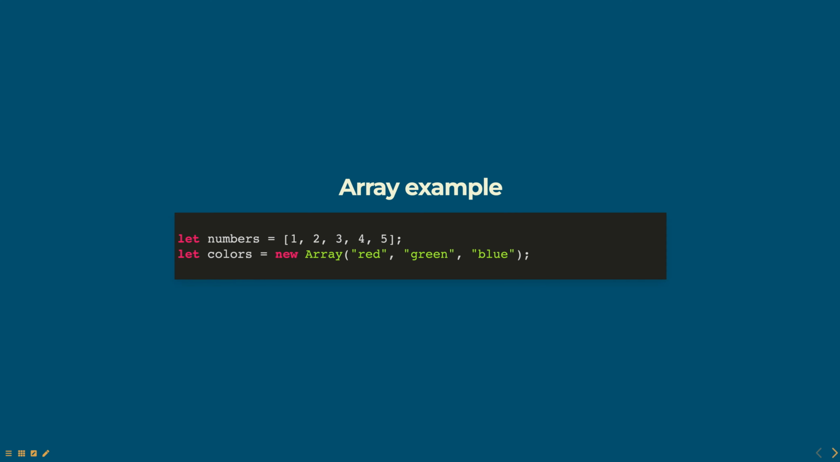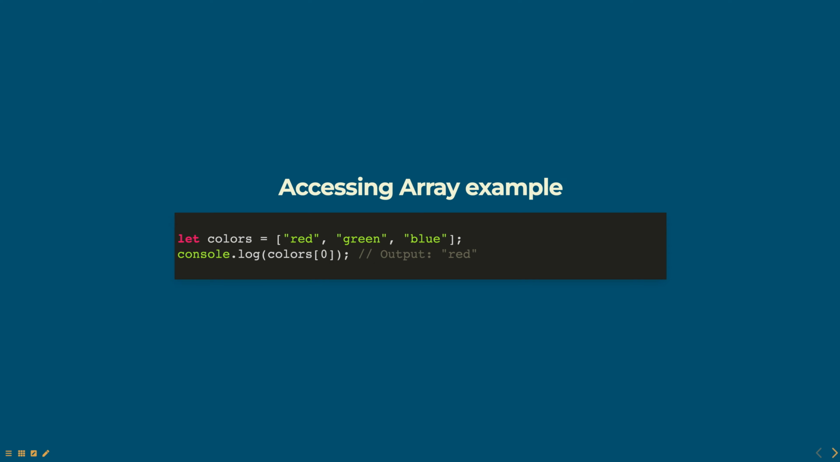You can access an element of an array by its index using square brackets. In this example, the first element of the colors array is accessed by its index of 0 and the output is red.